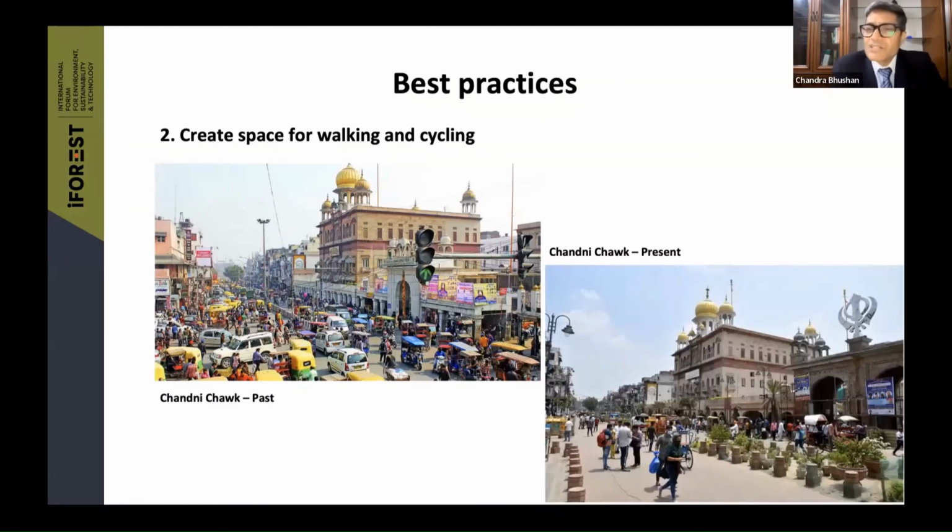If this can be done in Chandni Chowk, it can be done in any city in India. That I can tell you right now, because the amount of political pressure, the amount of conflict that was there in Chandni Chowk was far more than any other city, because Chandni Chowk is a very old area. So if it can be done in Chandni Chowk, it can be done in any part of the country. And this is what every city will have to do. Every city will have to create a space for walking and cycling.